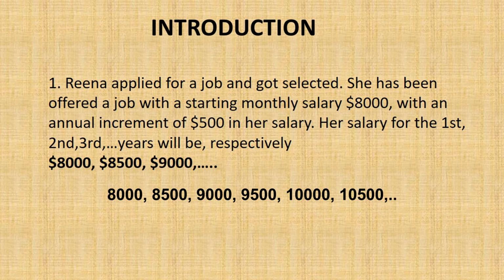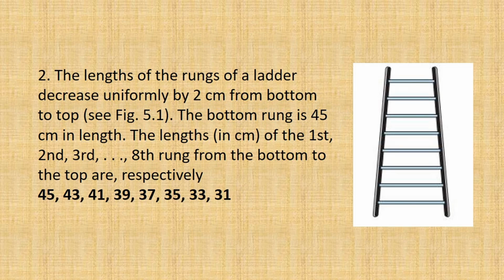So this is an example for arithmetic progression because it follows the definition. Here, to get each term, we have to add 500 to the preceding term, except the first term. So it follows the definition of arithmetic progression. So this is an example for arithmetic progression. So next example, is this an arithmetic progression?